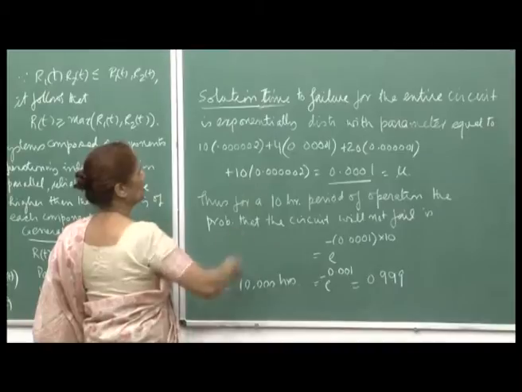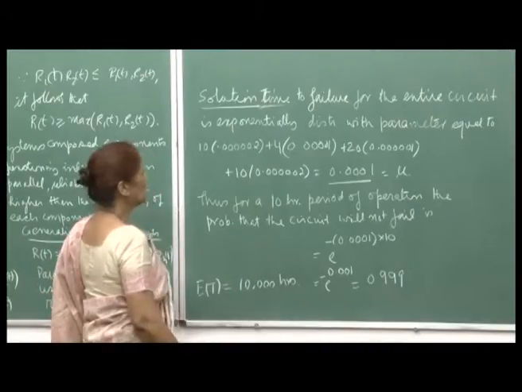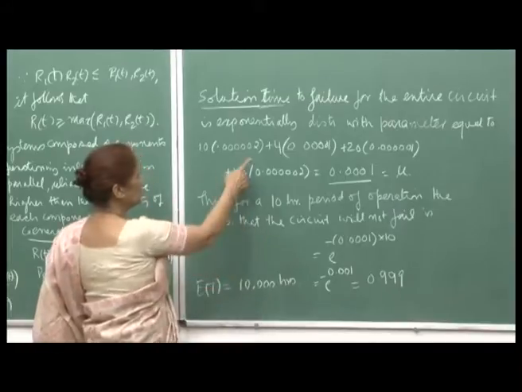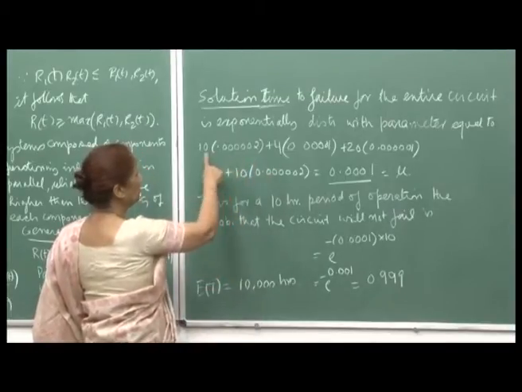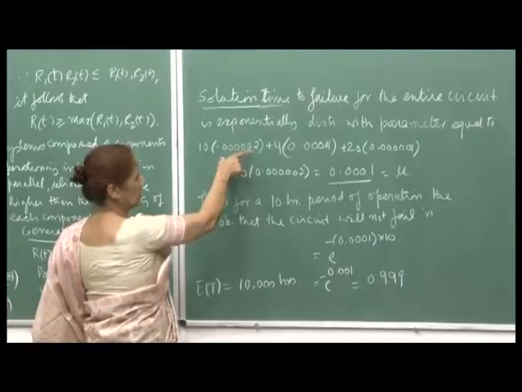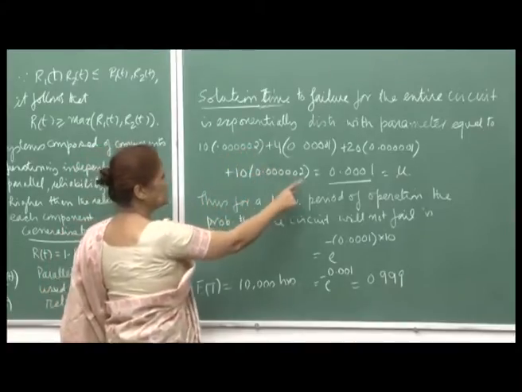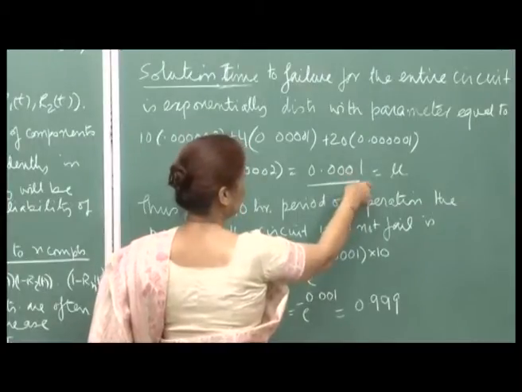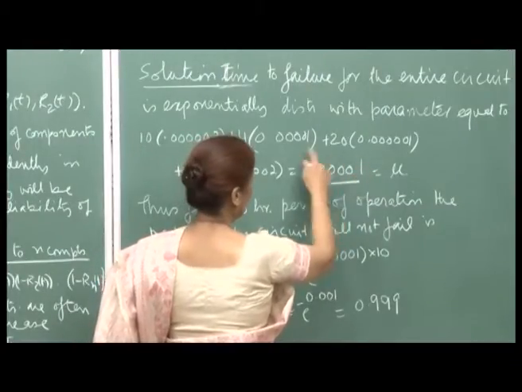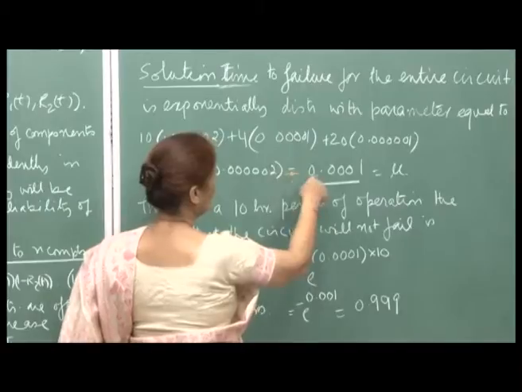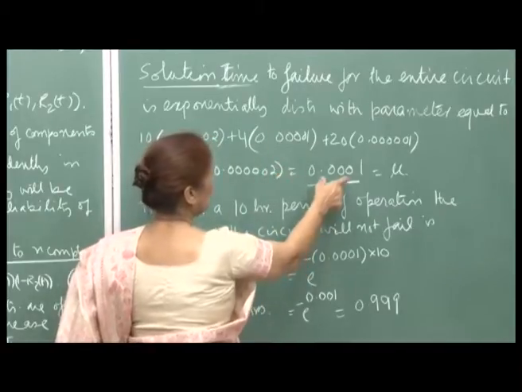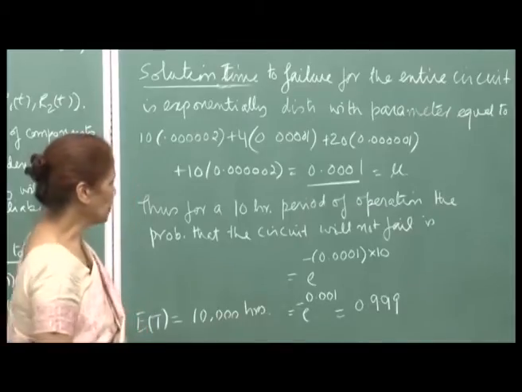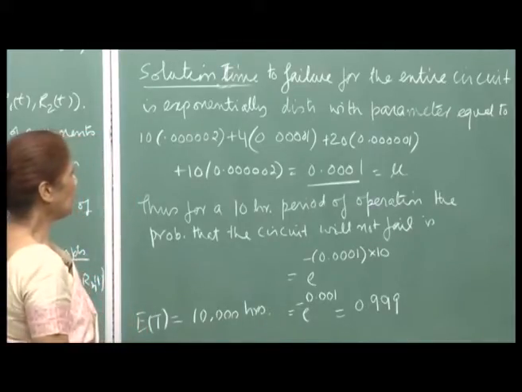So, the time to failure for the entire circuit is exponentially distributed, and the parameter will be equal to, since there are 4 of them, 10 into, see the numbers are given to you. So, this adds up to 0.001. Earlier in the computation I had written 4 zeros, but when you do the multiplication and addition, it will come out to be 0.001. So, that is your mu.